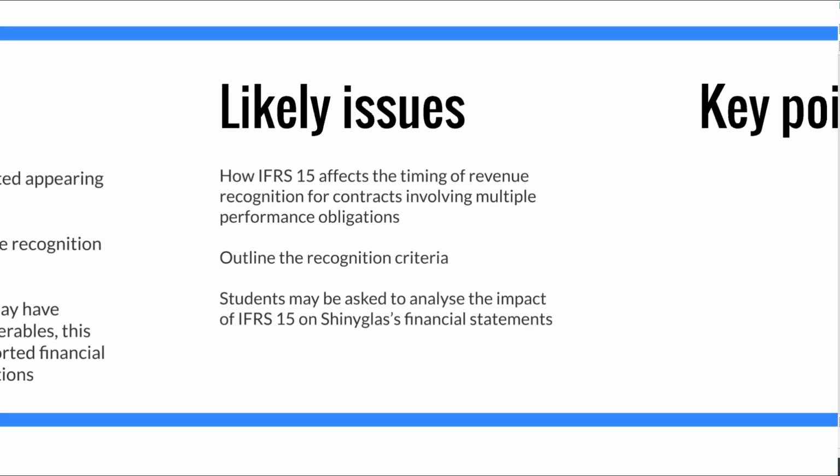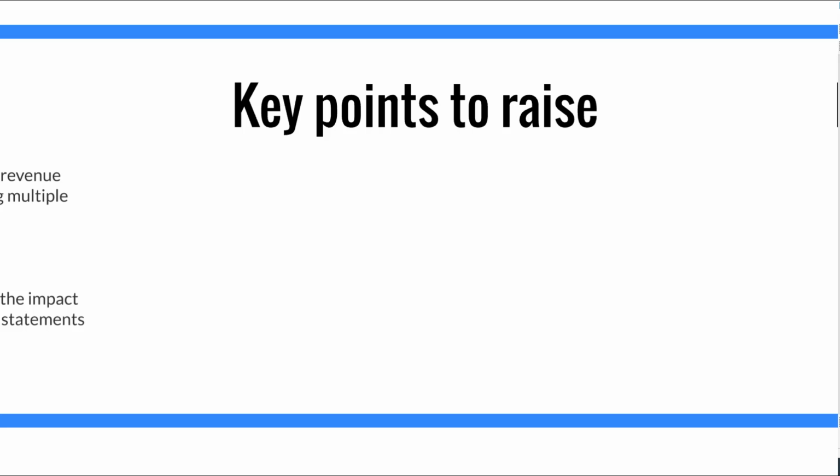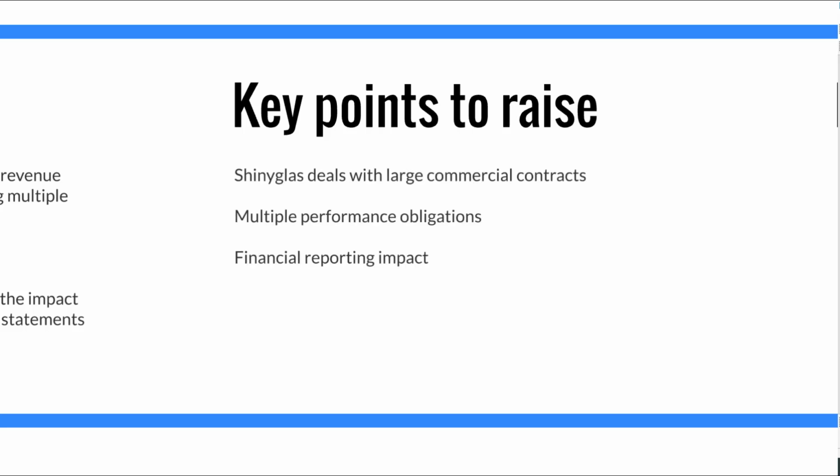So what kind of points should you be raising from the pre-seen? Well, the first one I've got on screen is large commercial contracts. So Shinyglas is dealing with large commercial contracts, maybe supplying windows and doors to builders for a big housing development. Well, that can involve complex revenue recognition issues under IFRS 15. Now, these kinds of contracts often have multiple performance obligations like delivery and installation, and they need to be carefully analysed in order to determine when revenue should be recognised.